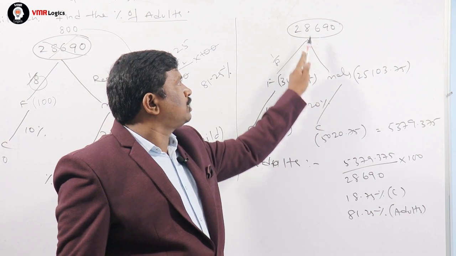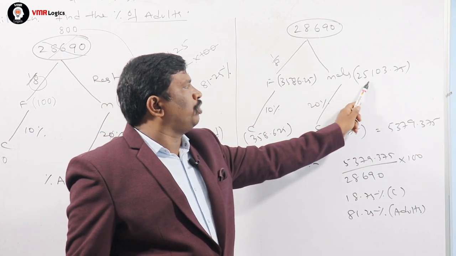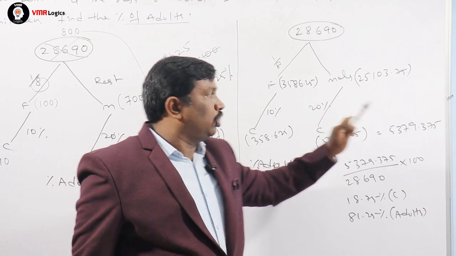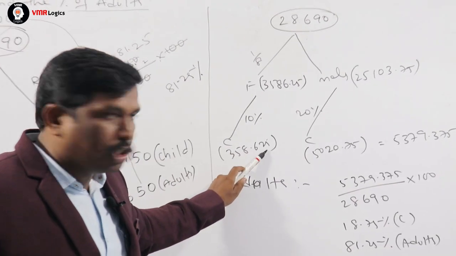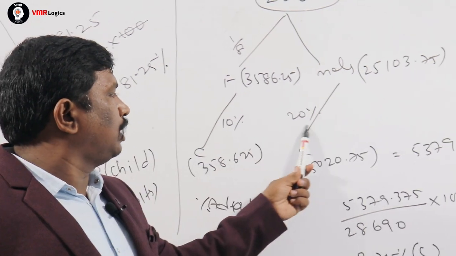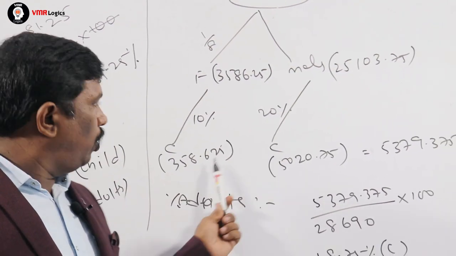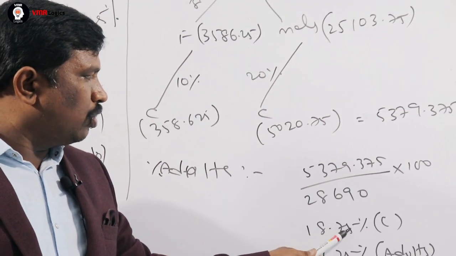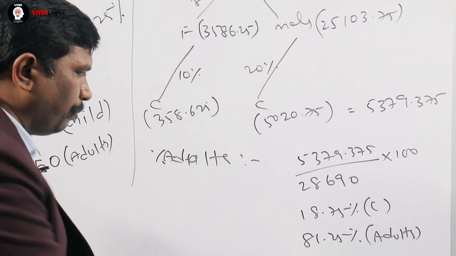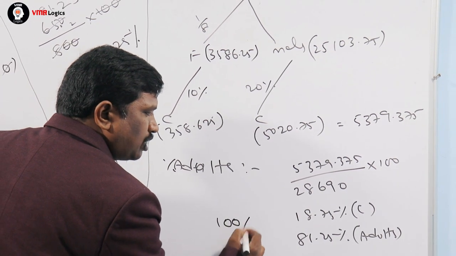And the rest, by subtracting this, they get 25,103.75. Now in this, 10% is 358.625, and 20% are children. These are the children. I got the total children. I'm calculating the children percentage, 18.75. So out of 100%, these are children. So the rest is adults.